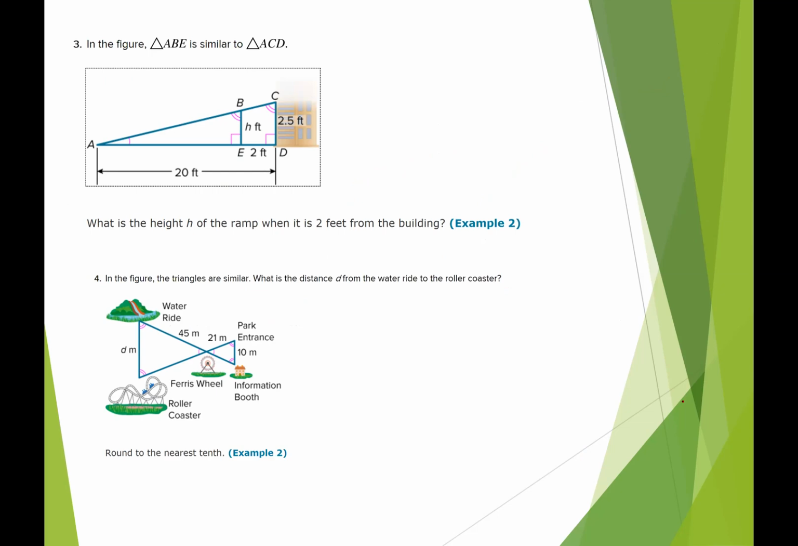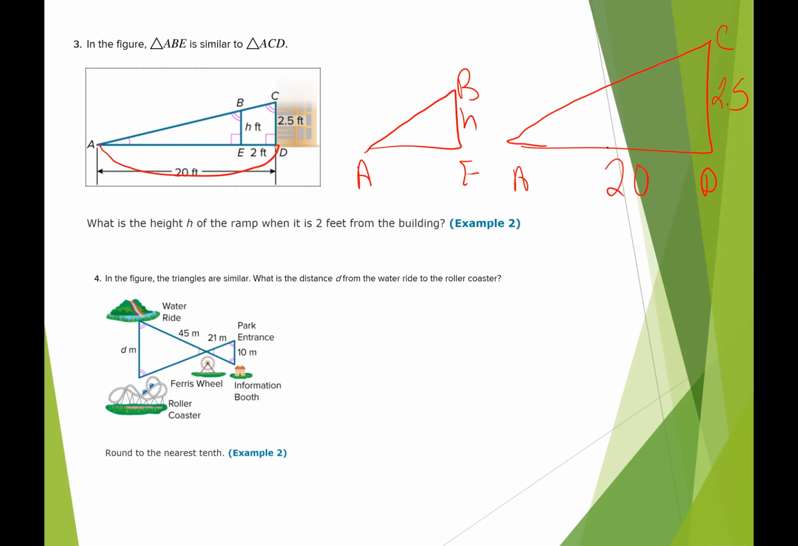In these questions, in number 3, there is only one idea, which is you have to separate the triangles, and you have the triangle AEB and the big triangle ADC. Now, the distance CD is 2.5, and the distance here is height. The distance from A to D, look at the arrows, is 20. And we can find the distance from A to E: all of it is 20, and this is 2, so that's 18. Now, write the ratios proportionally: height over 2.5 equals 18 over 20. And you can find height.